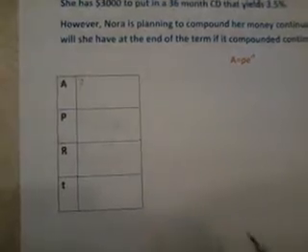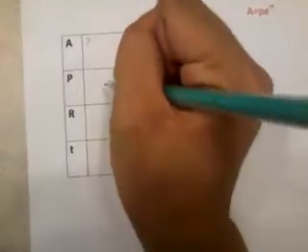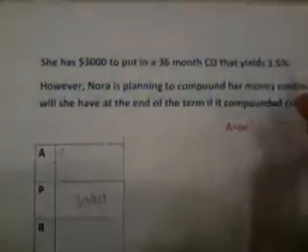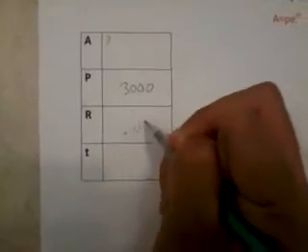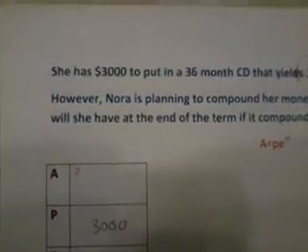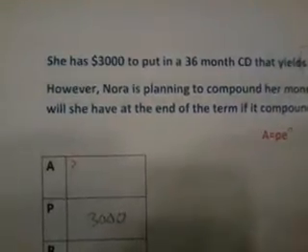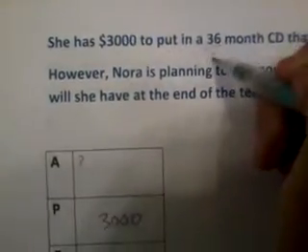Our P is still our principal amount, which is $3,000. Our rate is 3.5%, and like in the problem before, we have to convert it into a decimal, which will be 0.035. T is the time, which is 36 months, and since we have to convert this into years, we will be dividing by 12, and we will get 3. So it's 3 years.